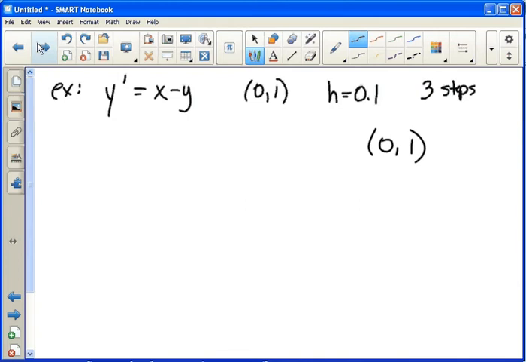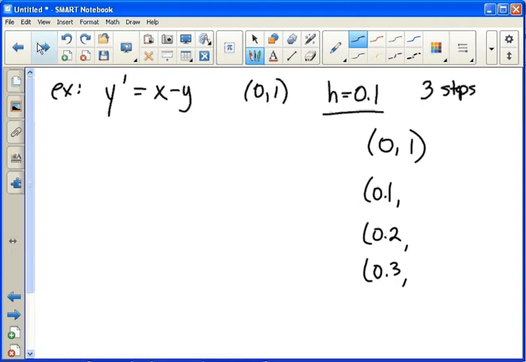And then this right here tells me I go up by 0.1 each time. So my next x value is 0.1, 0.2, 0.3. And I'm just doing 3 steps. So notice, your starting point does not count as one of your steps. You haven't gone anywhere. So you need to take 3 steps from your starting point.